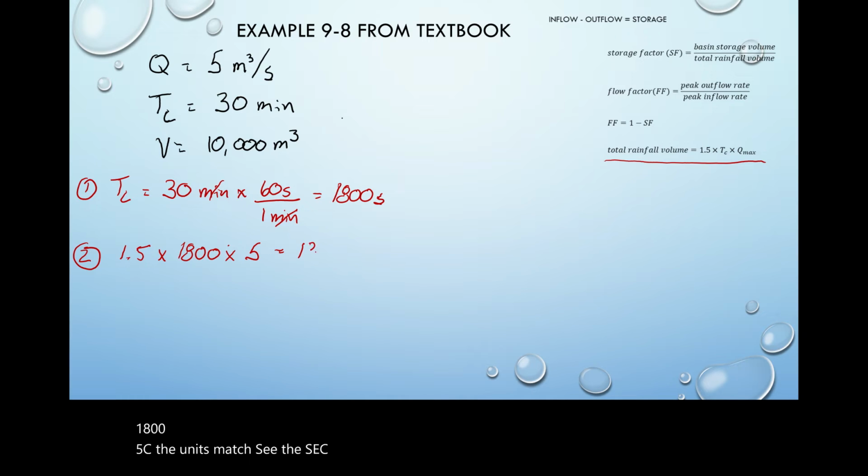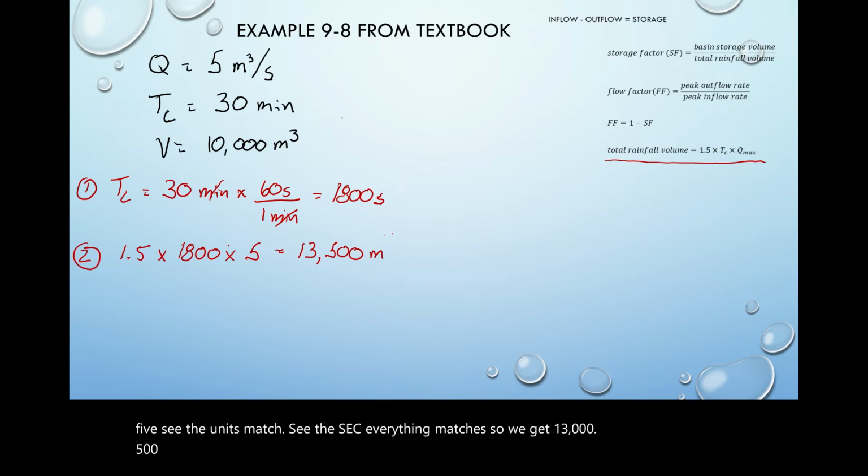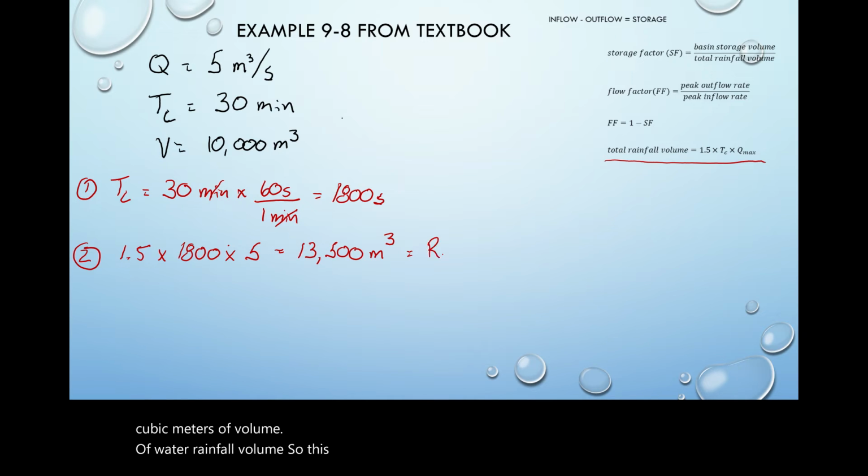So we got 13,500 cubic meters of volume of water, rainfall volume. So this equals rainfall volume.